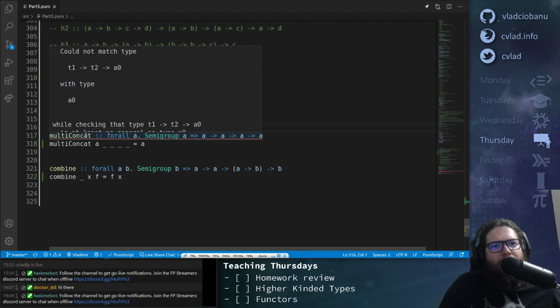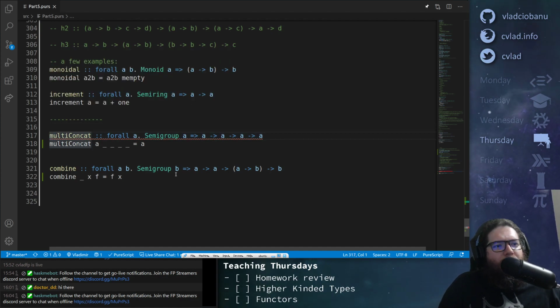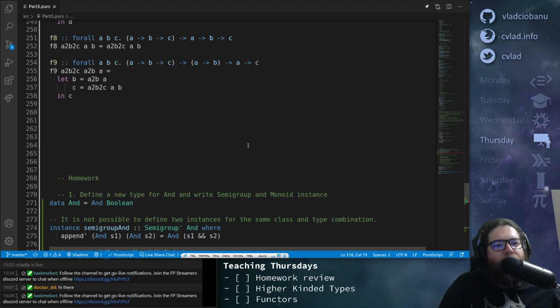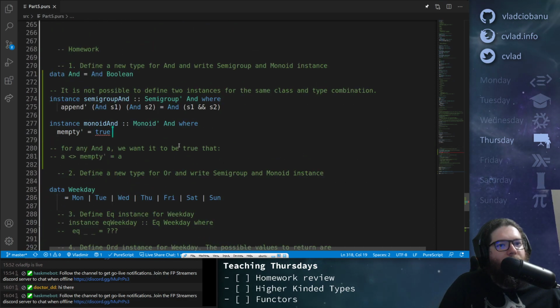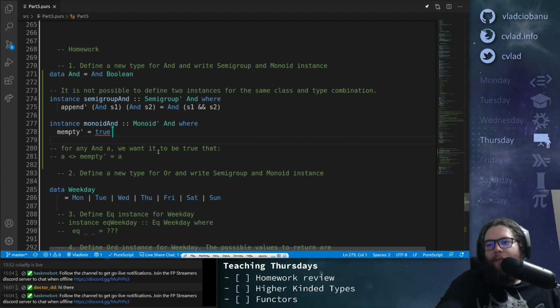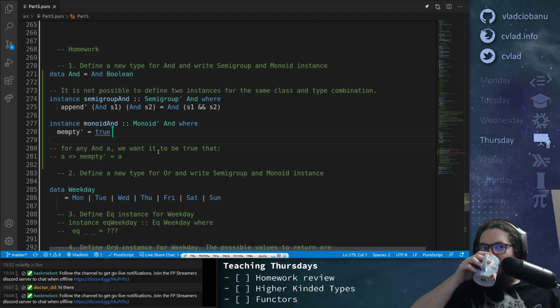Multi-concat, what? Okay, so it has to be 3, right? So I think it has to be like this. Okay, there we go. Now if we go here, can you look at the error and figure out what the problem is? Okay, could not match Boolean with type AND.